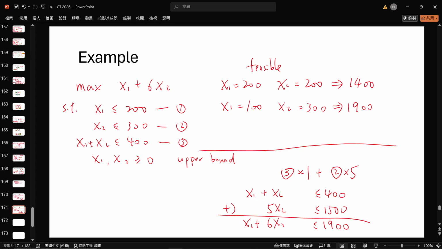Okay? So now we already have a solution of 1900. So this matches the upper bound here. This is like a certificate or a proof that shows 1900 is indeed the best. You cannot find a better solution because you have constraint 2 and 3.